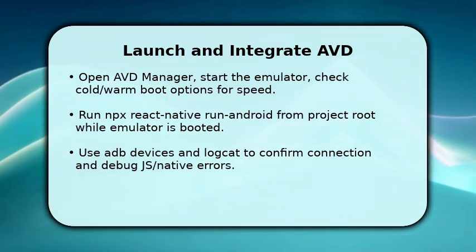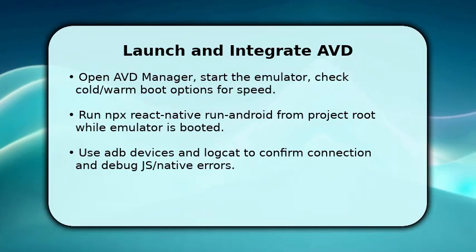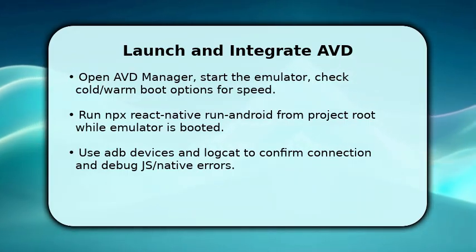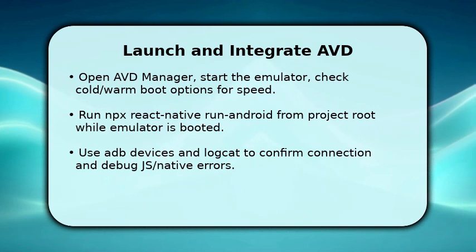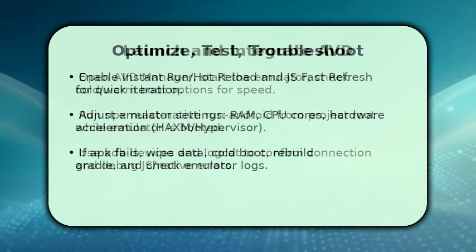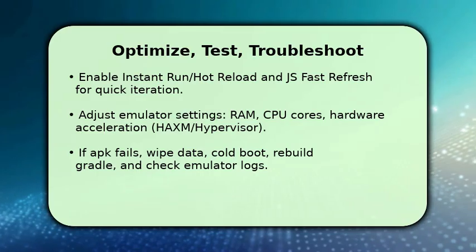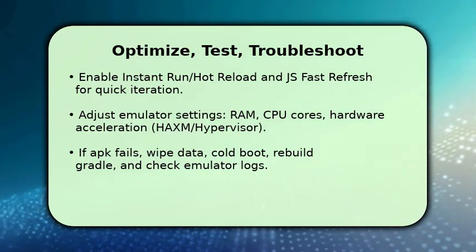Use adb devices to confirm the emulator is listed, and use adb logcat or Android Studio Logcat to diagnose build issues. To finish, optimize your loop. Enable hot reload or fast refresh in the React Native dev menu so UI updates land instantly.